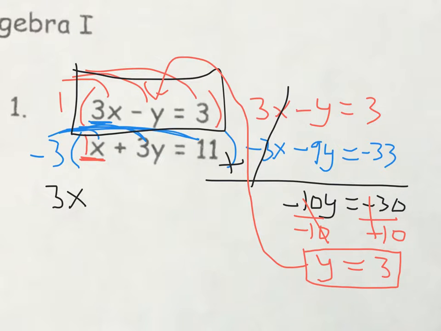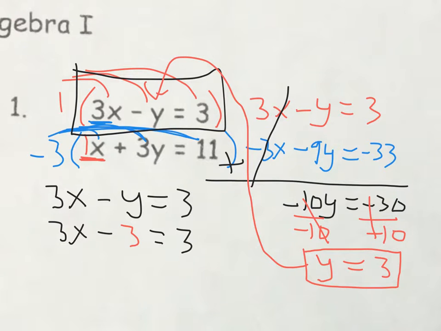So 3x minus y is equal to 3. And notice how I'm using my original equation and not the one that I transformed. So that way the numbers are smaller and it's a little bit easier. Okay, now 3x minus y is equal to 3. We can plug in the 3 for the y because that's what we just found. So now we have 3x minus 3 is equal to 3. Okay, that's a lot of 3's.